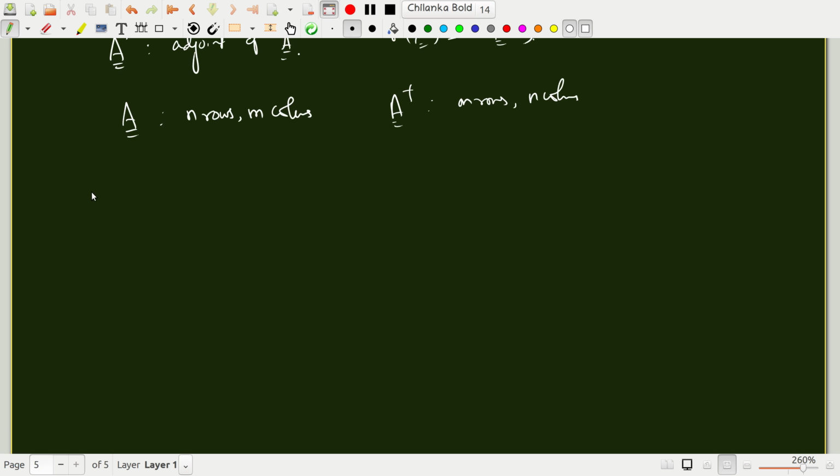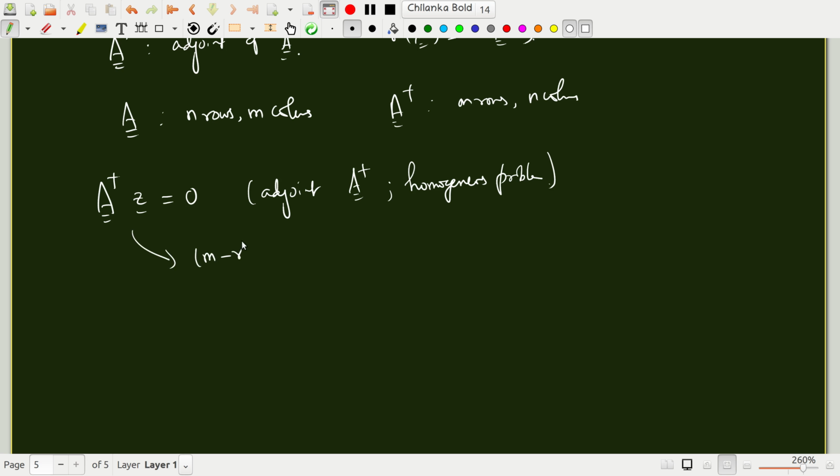Now you have to first solve the adjoint homogeneous problem. This is the homogeneous problem for the adjoint matrix. Now if this has m minus r linearly independent solutions, let's call them Z1 through Z m minus r, these are solutions of the homogeneous adjoint equation.